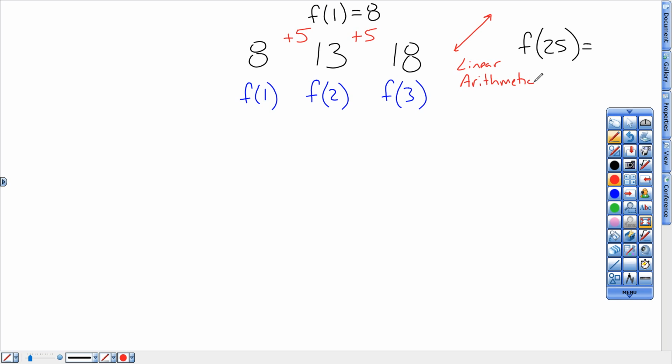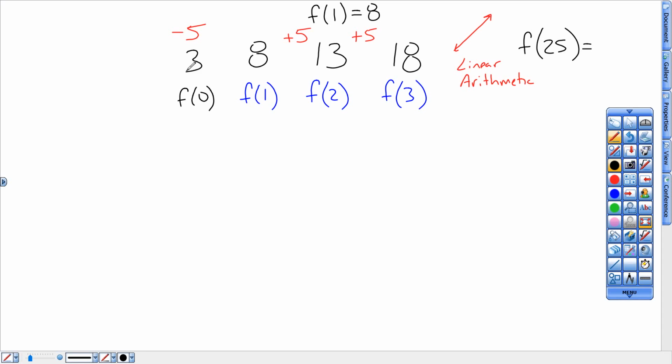time, that's arithmetic. Now I could use that 5 to do the opposite going to the left to find that 0 term which I need for my y-intercept. So the 0 term, if I take that 8 minus 5, 8 minus 5 gives me that 0 term, which is 3.